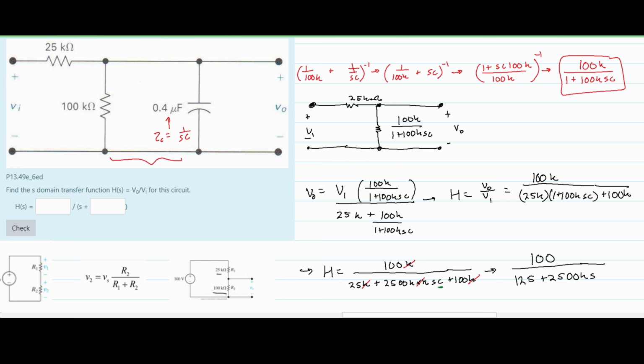So this C is this C right here, and our C is equal to 0.4 times 10 to the negative 6. If we plug this in here, we're going to have 0.4 times 10 to the negative 6. And then we can plug all of this into a calculator: 2500 times 10 to the cube, because that's what K is, times 0.4 times 10 to the negative 6. And this is just going to give us 1. So with this S, we're just going to have S here. That means our answer is just going to be 100 divided by S plus 125, and that is the answer for this problem.